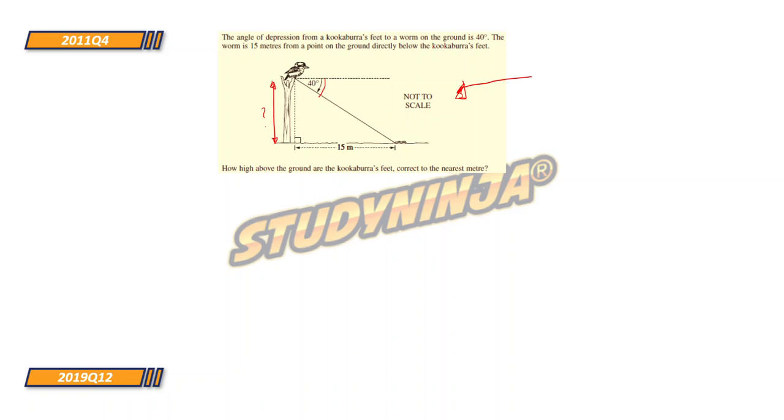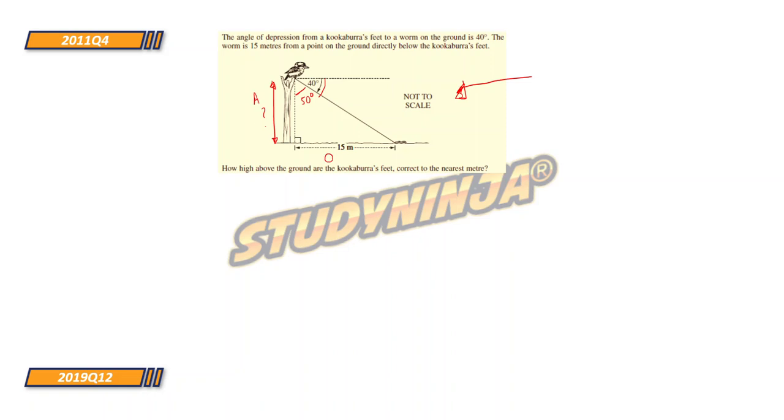You didn't need to draw this diagram. All you need to do is this angle in total is 90 degrees, and if you subtract 40 from it, you'll get this angle, which is 50 degrees. Now, if this is the angle we are considering, then this side is the opposite and this one is the adjacent.